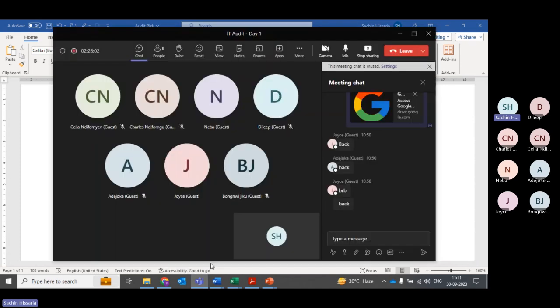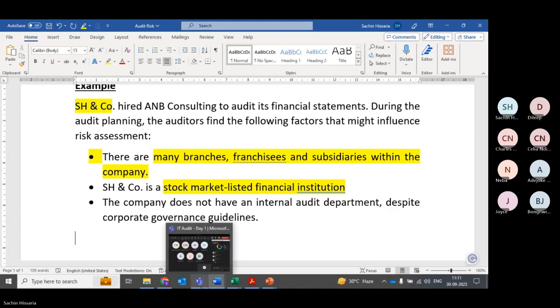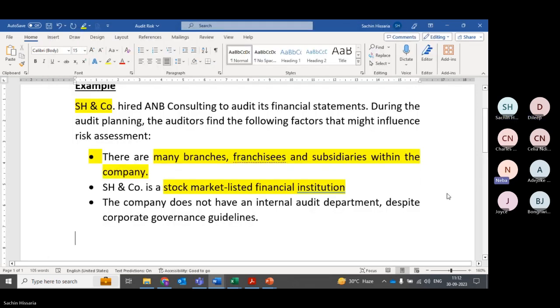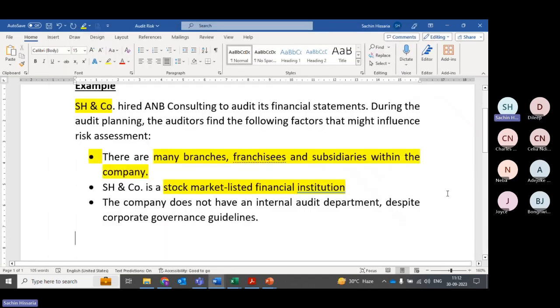Okay. What about others? What is a control risk here? Everyone, please participate. Tell me. What is a control risk? Okay. What about you, Charles? What is a control risk?